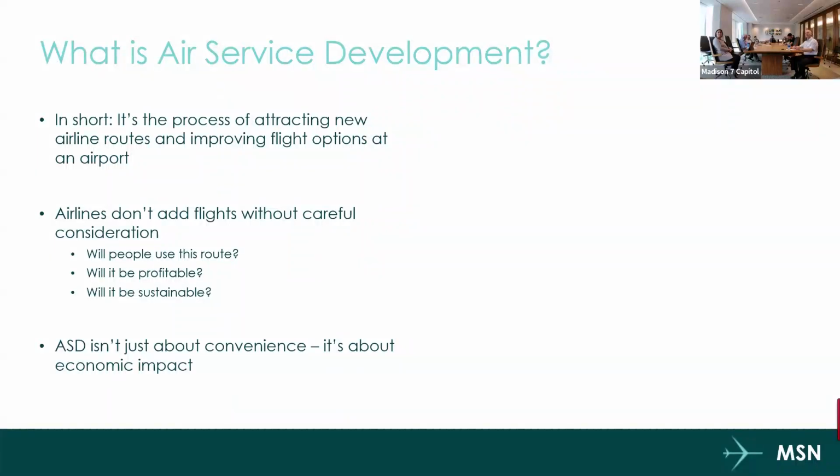So airlines make decisions on new routes, flight schedules, and pricing based on factors like market demand, operational costs, and available resources. That's where airport leaders, local governments, and businesses step in. We gather data, show demand, and build relationships with airline partners.